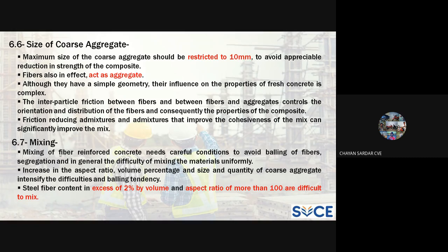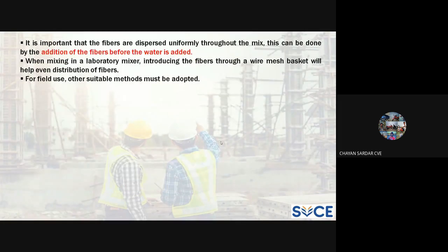Now mixing. Mixing also plays a vital role in imparting strength to your fiber reinforced concrete. For example, for steel fiber with more than 2% volume and more than 100 aspect ratio, it will be difficult to mix. So the main method of mixing fibers for creating FRC is addition of fibers before adding water. I mean, while doing the dry mix, you should mix the fibers along with the concrete, then add water. If you add water earlier, then fiber flocks will be created, so improper bonding will be there.